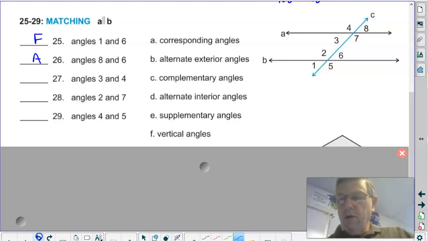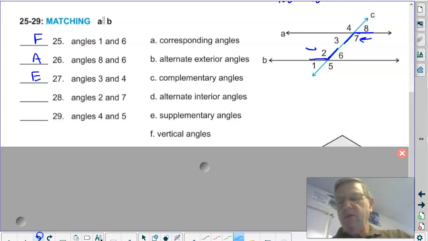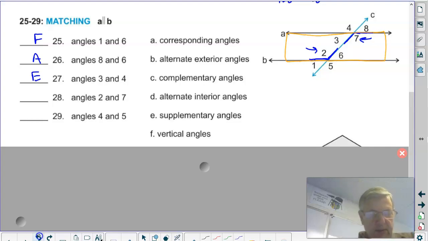27, 3 and 4. All right, 3 is there, and 4 is there. Do you see the straight angle right there? So what are they? Supplementary angles. That's E. All right, angle 2 and 7. 2 is there. 7 is there. Do you see how one's on one side of the blue line, the other's on the other? And do you see how they're in the interior of the parallel lines? So that's alternate interior angles, and that would be D.